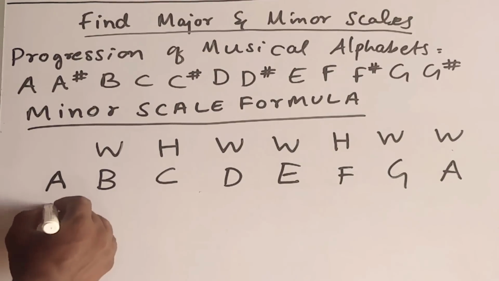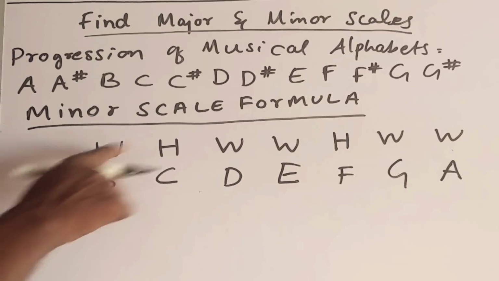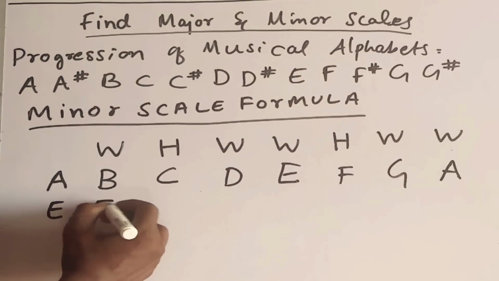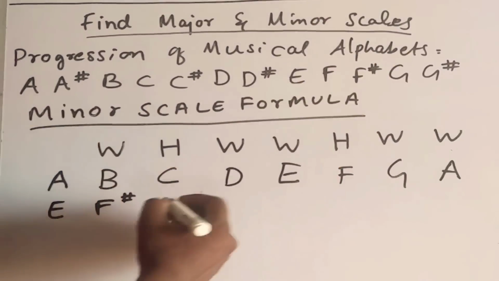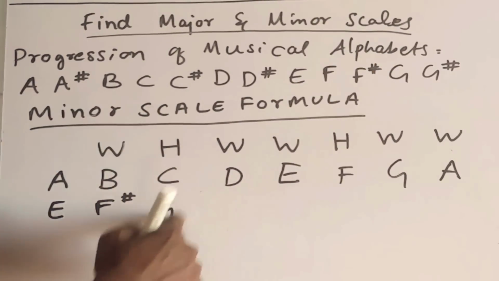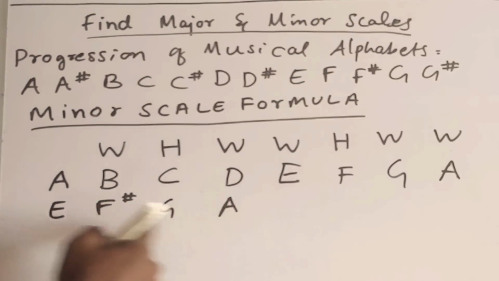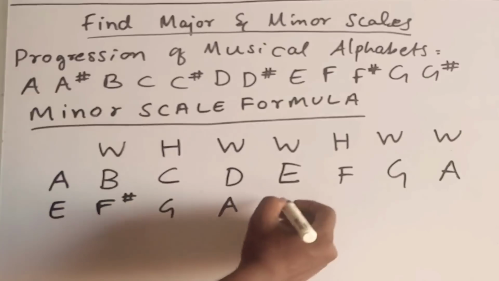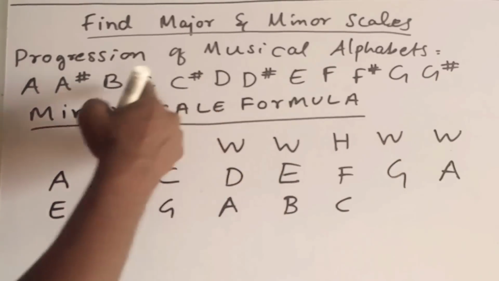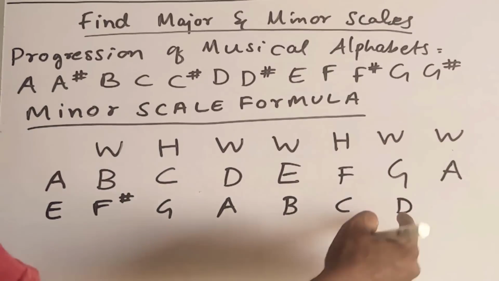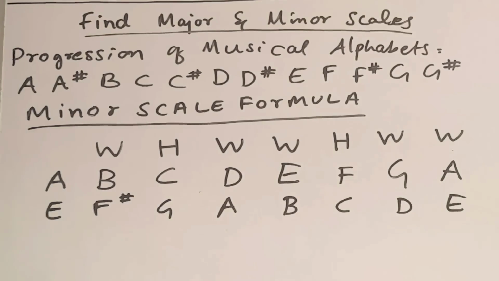Okay, let's find out the E minor scale. E to whole step is F sharp. F sharp to half step is G. G to whole step is A. A to whole step is B. B to half step is C. C to whole step is D. And D to whole step is E. And that's the E minor scale.